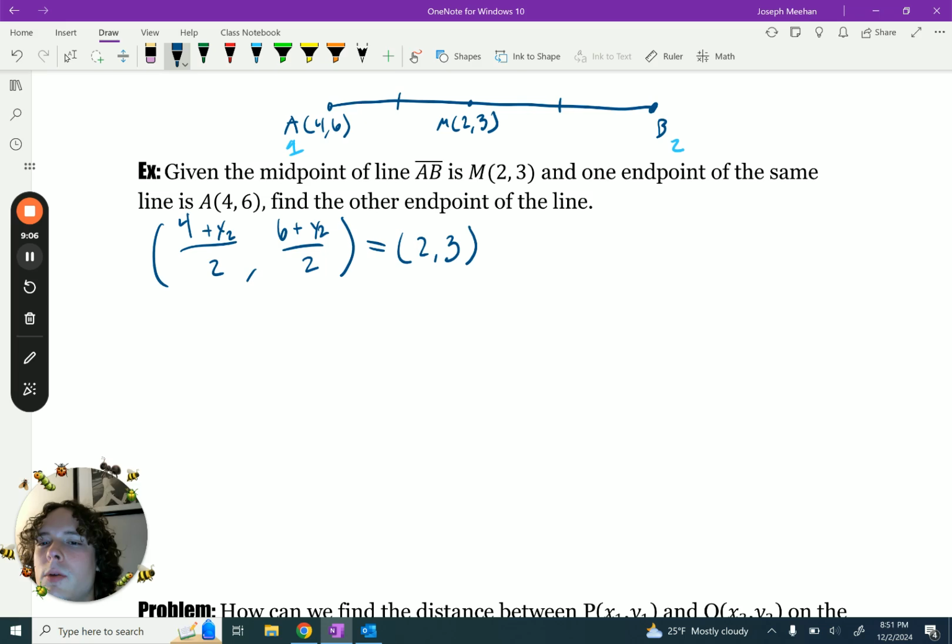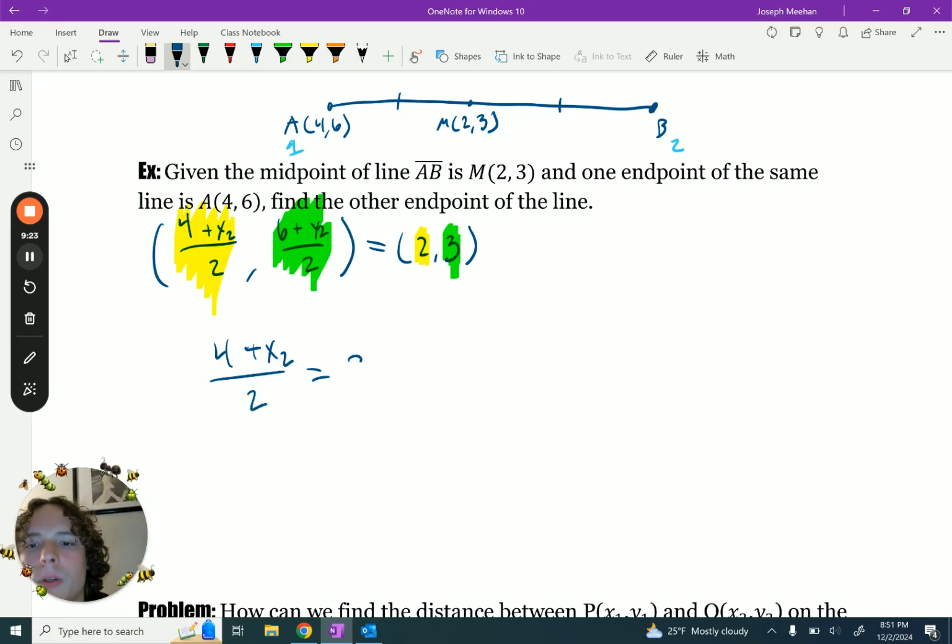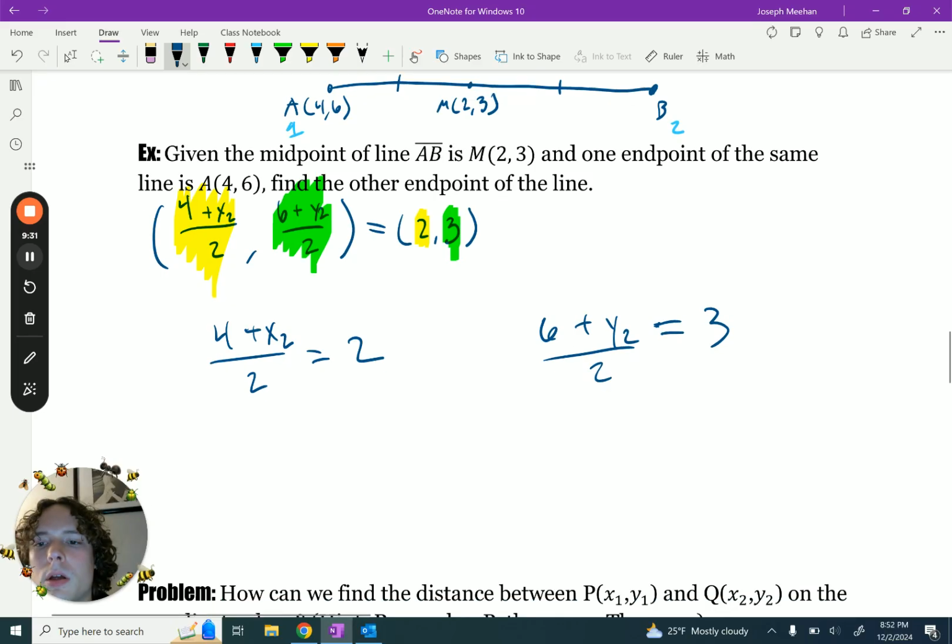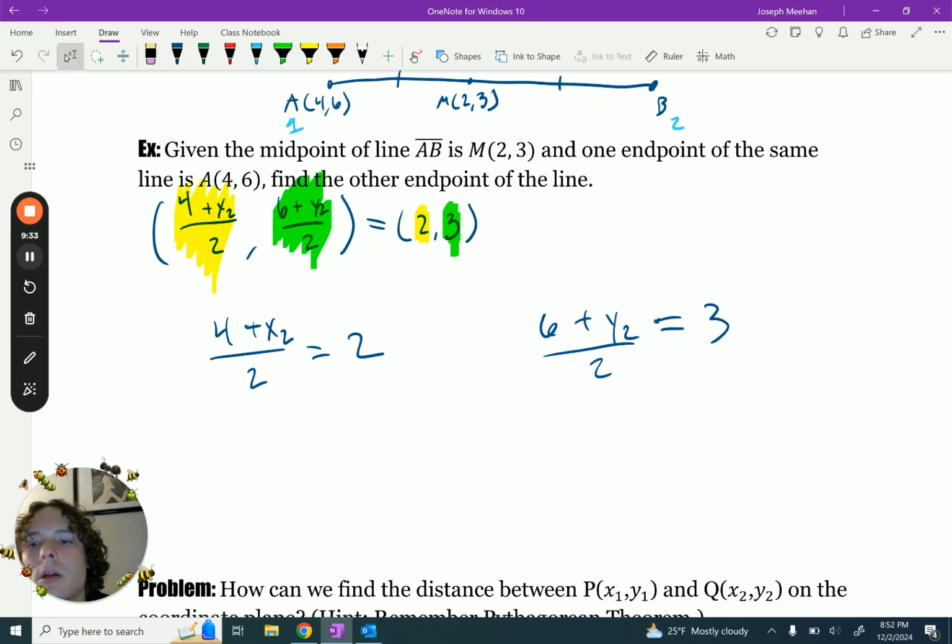All right, and then we just kind of solve this. So what you notice is that (4 + x2)/2 is going to equal 2, and (6 + y2)/2 is going to equal 3. And so you just set those equal to each other. So you can say (4 + x2)/2 equals 2, and (6 + y2)/2 equals 3. And we just solve for those variables, right?